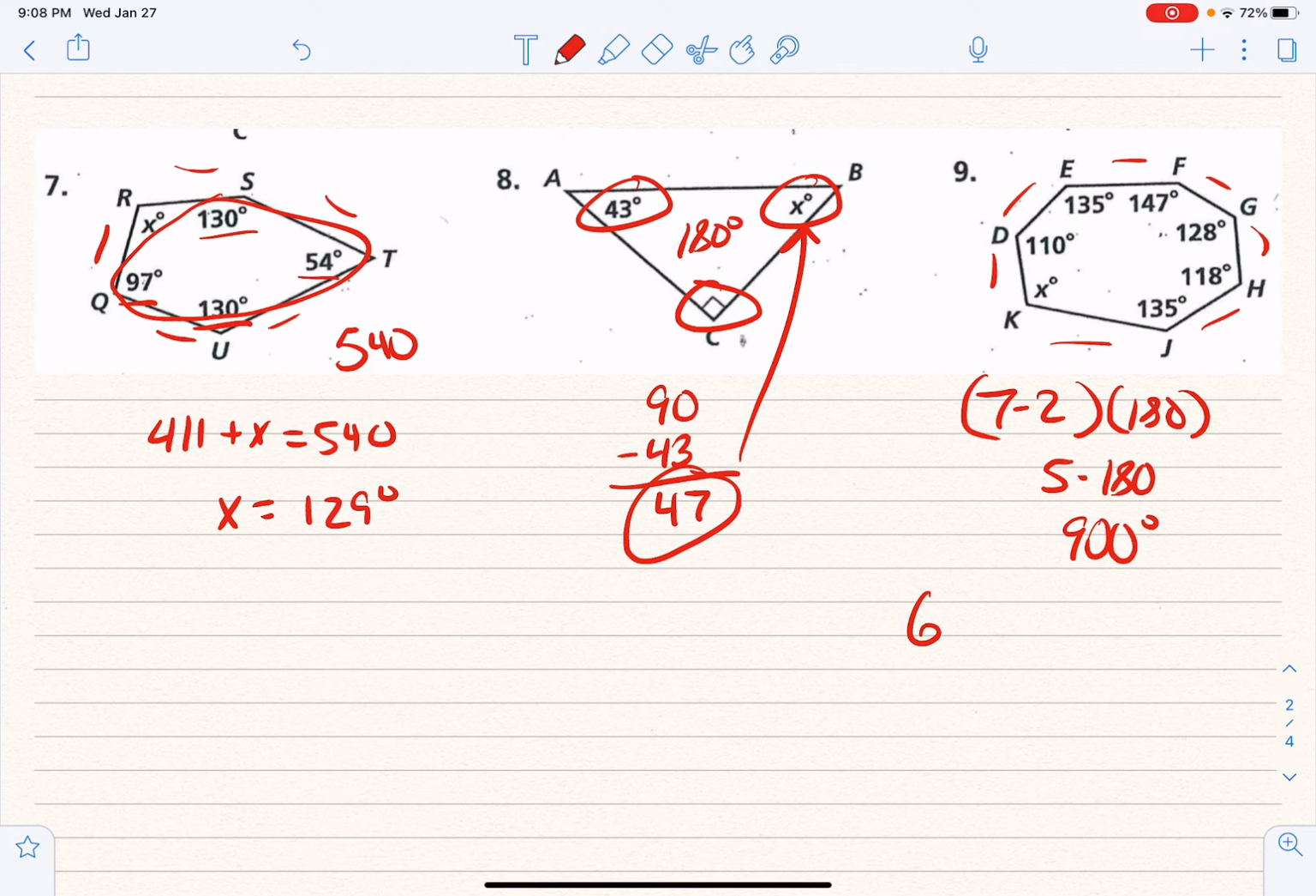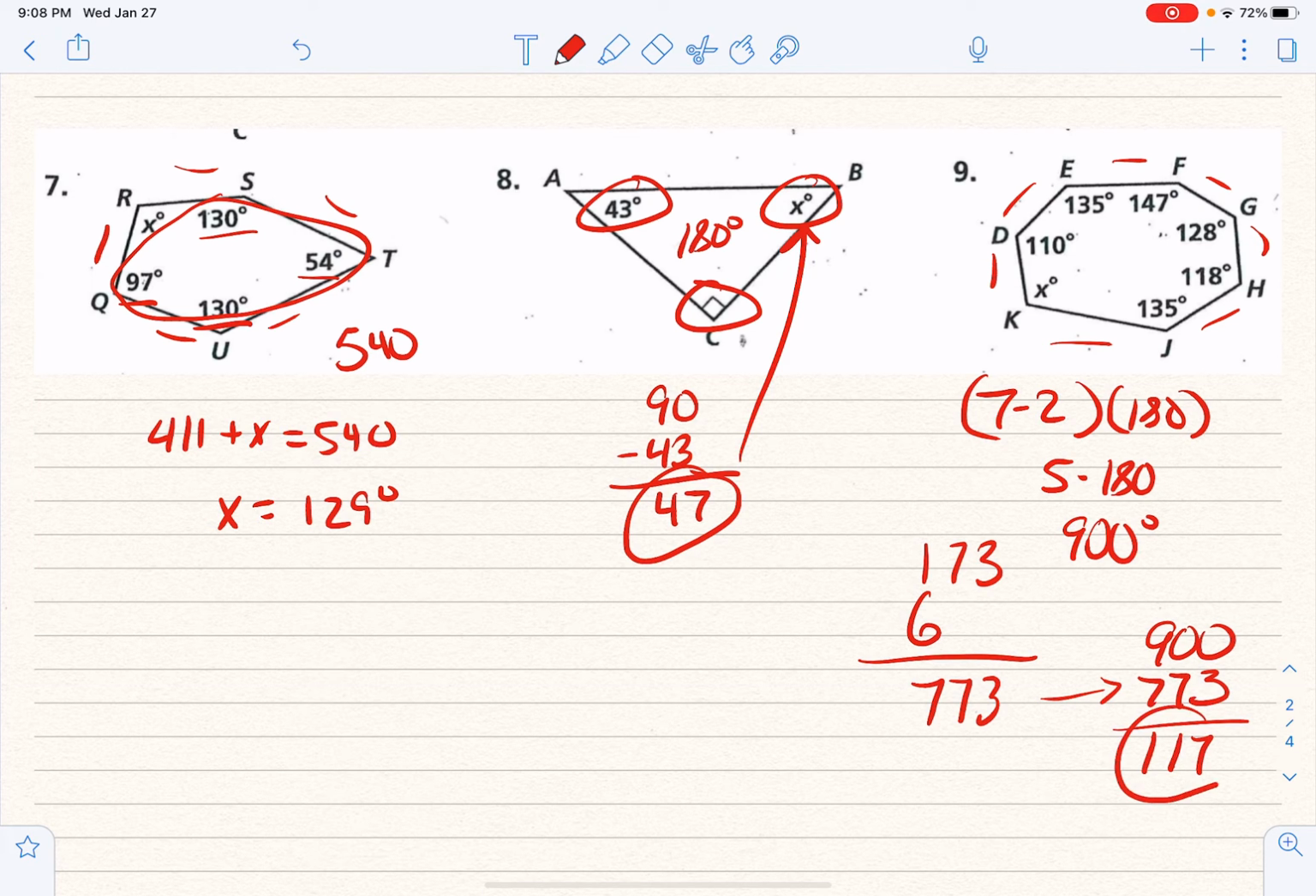Add up the inside. Let's see, 10, 45, 92, 120, 138, 143, 173. Is that right? So 173 plus 600 gives me 773. So I take that away from 900, and I get 117. 117 degrees, what x would have to be.